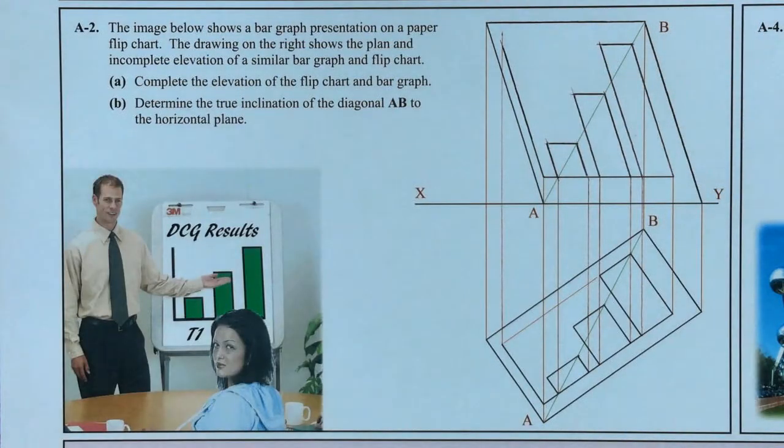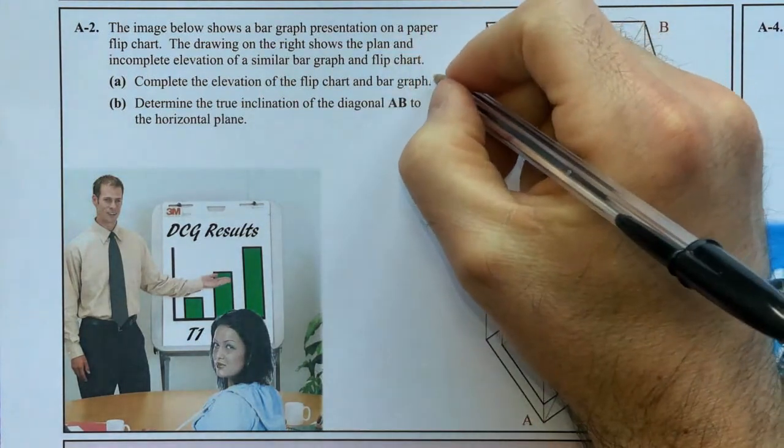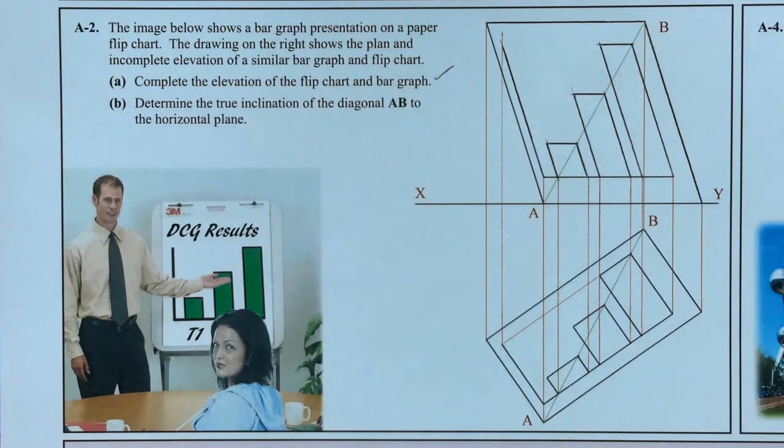Okay, so there we have it. That is part A done. Complete the elevation. Okay, not too hard, nice and easy that one.